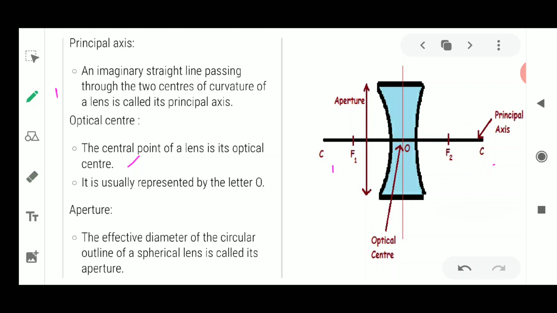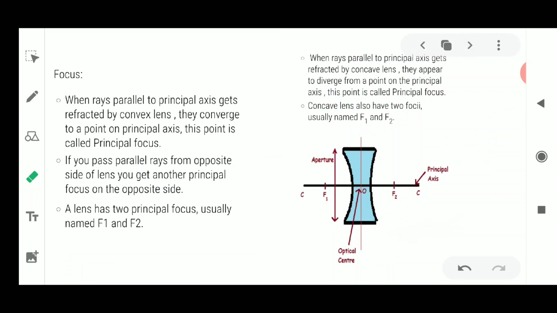Next is the aperture. What is aperture? Aperture is the effective diameter of the circular outline of the spherical lens. What is the thickness of this lens is known as aperture. So this is the diameter of the lens, which tells you what thickness the lens is having, and that becomes its aperture. Okay, so we have seen the diagrams and the terms related with this.